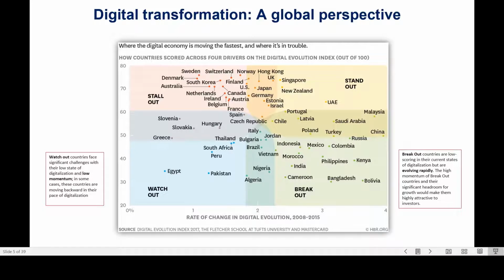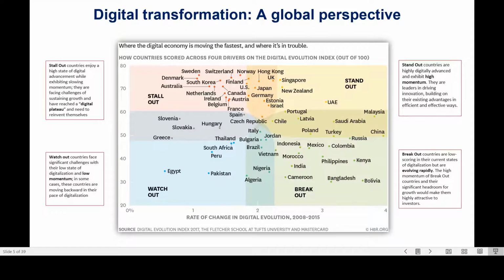And then the bottom right, you have the breakout countries. These are countries that are low scoring in their current situation, but they are evolving rapidly. They are breaking out, more or less. They are quickly evolving, and there's headroom, there's room for improvement and progress. And then the top right-hand corner, you have the standout countries. These are highly advanced and digitized in their economies. And the top left corner, you have the stall out countries, who have advanced so much that they've stalled out and are not making as much progress as they would love to make because there's a sort of saturation of digitization going on there.